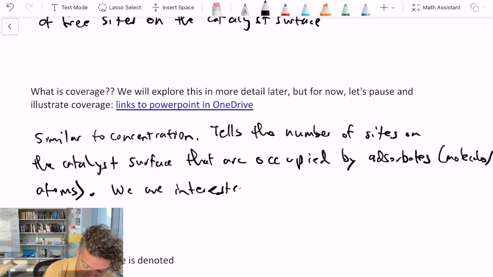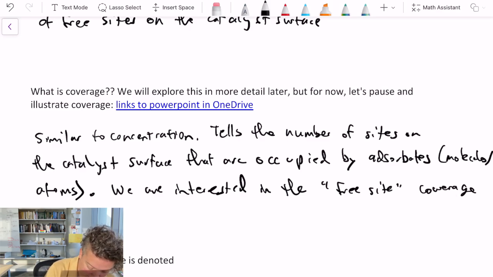We are interested in the free site coverage because that's where the reaction can take place.